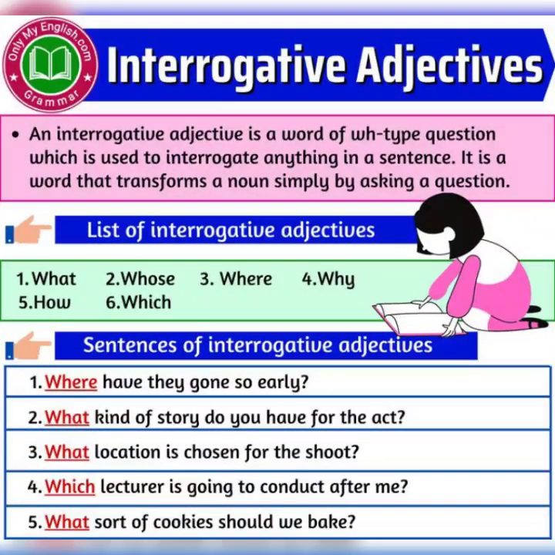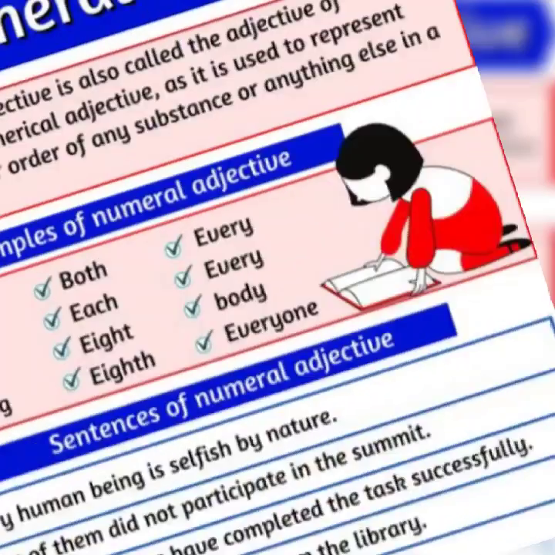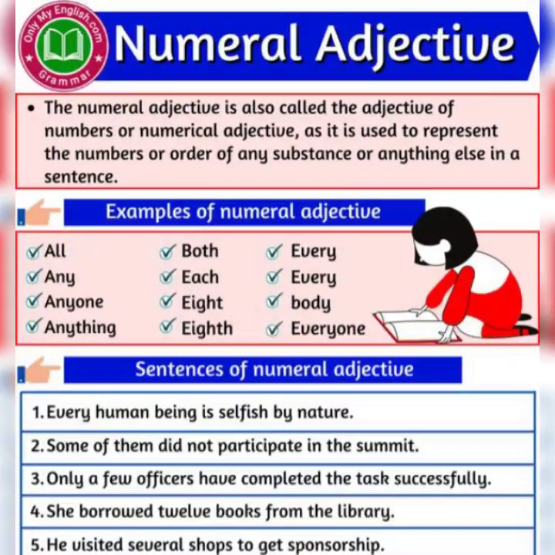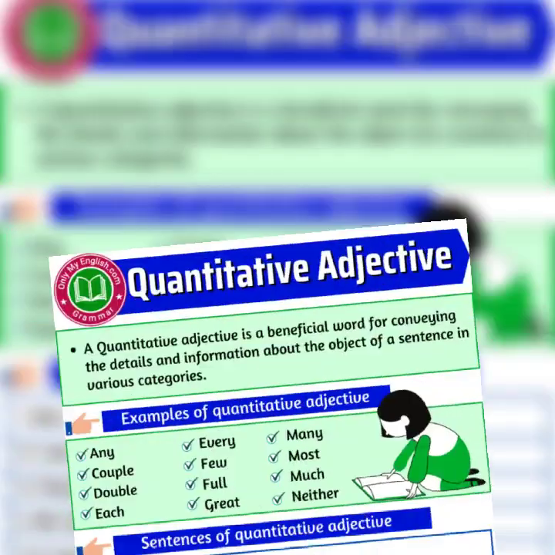Interrogative adjectives. An interrogative adjective is a WH-type question word which is used to interrogate anything in a sentence. It is a word that modifies a noun simply by asking a question. For example, what location is chosen for the shoot? Numerical adjective. The numerical adjective is also called the adjective of numbers, as it is used to represent the numbers or order of any substance or anything else in a sentence. For example, every human being is selfish by nature.